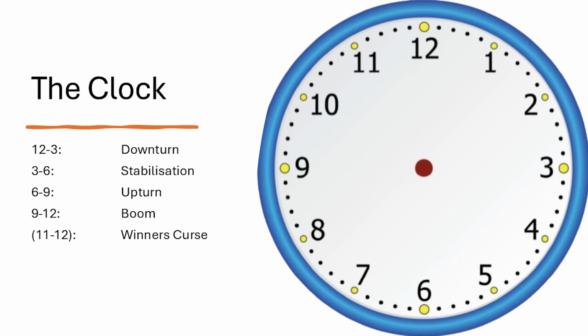Let's get into the property clock. So just to determine for everyone each stage of the cycle. 12 to 3 is basically the downturn phase of the market. The stabilization phase is 3 to 6. 6 to 9 is the upturn phase. 9 to 12 is the boom, and the exact section of the winner's curse is the 11 to 12 phase of the market. So let's get into some of the cities I'm going to go into now.